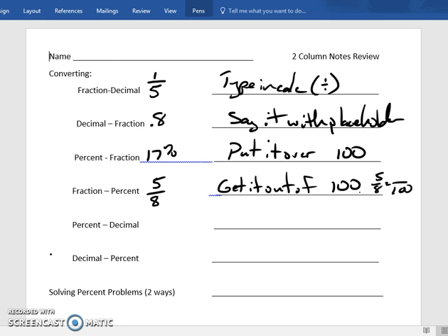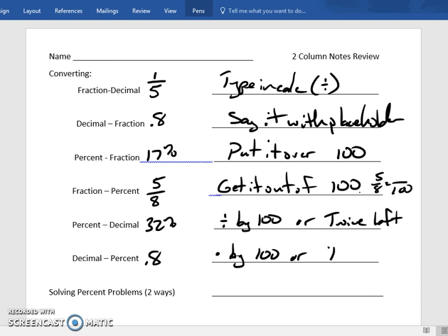All right. Percent to a decimal. Percent to a decimal. We got two ways of going about this. If you have something like 32%, you can either say divide by 100, or remember we're going to go twice left. All right, and then your decimal to percent, so something like this, you're going to multiply by 100, or in other words, you're going to go twice right.